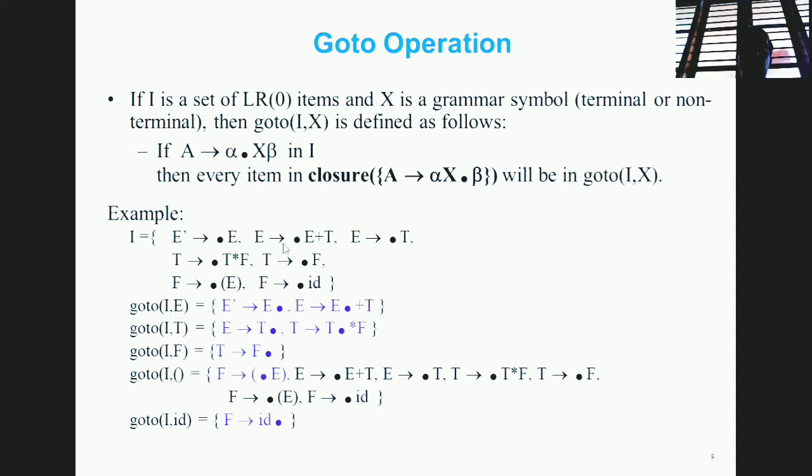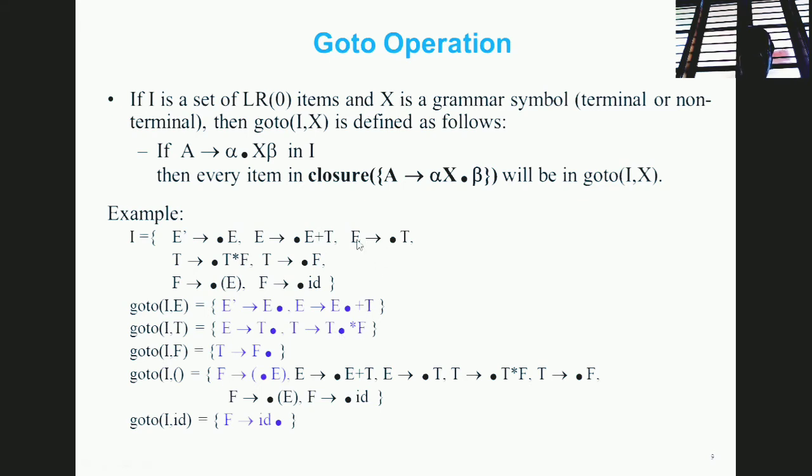So it becomes E tends to E dot plus T. I'm supposed to shift this dot onto the right hand side. There is no more production starting with E on the right hand side, so the next symbol we are going to consider is T. When you consider T on the right hand side, with a production having dot followed by T, there is one production T tends to dot T star F. So goto of I comma T gives E tends to T dot star F.